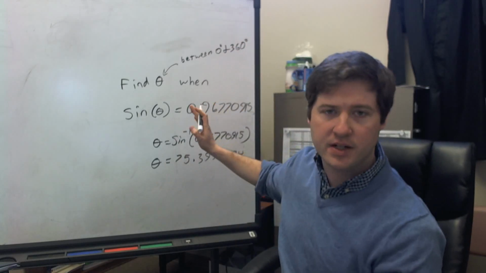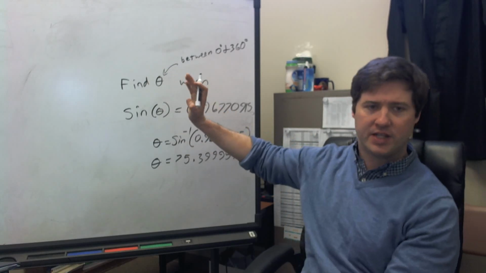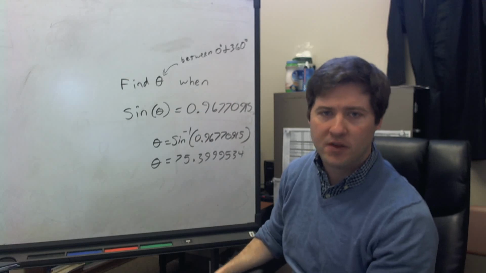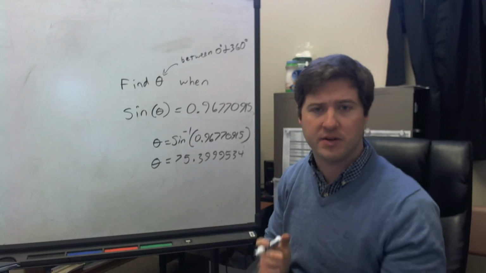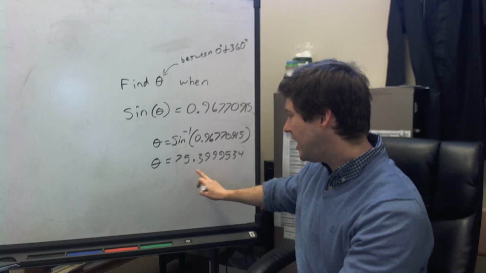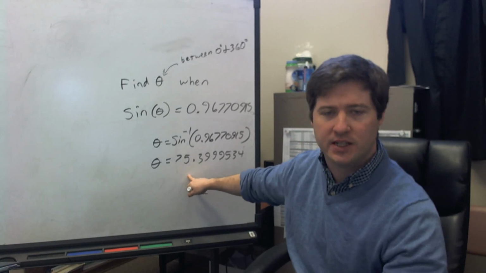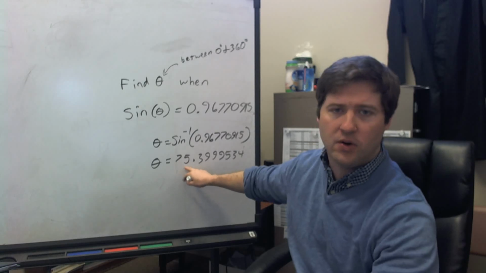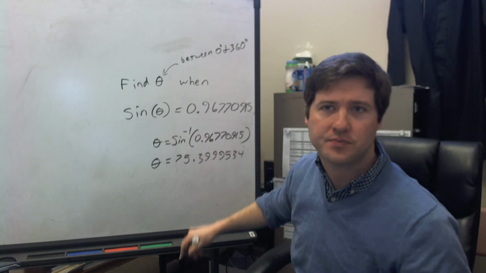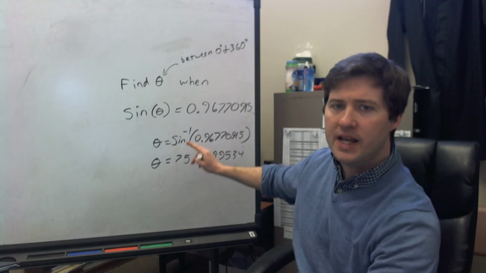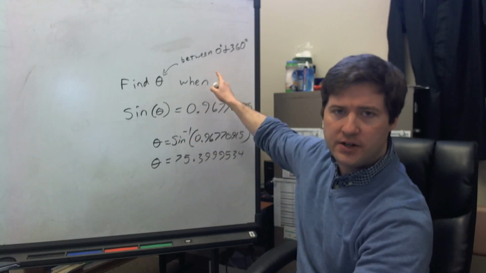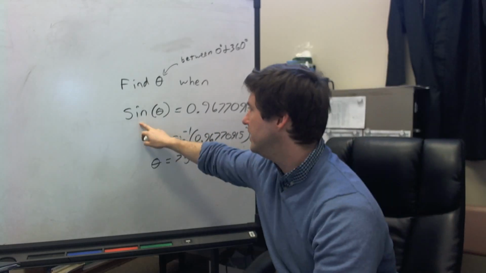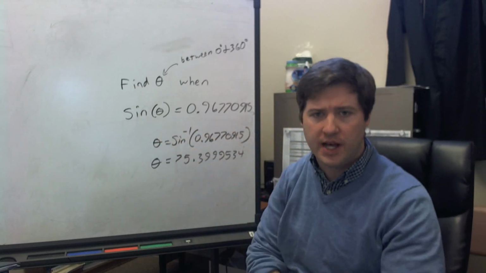Now I've added this specification that it has to be between 0 and 360 degrees. If I didn't do that, I could come up with an infinite number of solutions for this, right? I could keep on adding 360 degrees and getting another angle that satisfies this function. But the only one I want to look at is if there's one other angle between 0 and 360 degrees that satisfies this equation.